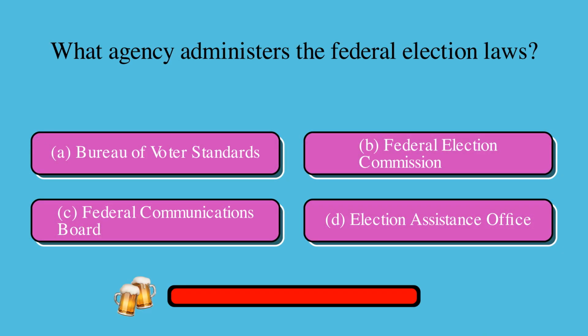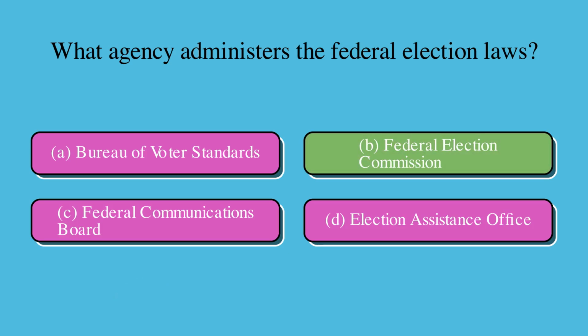What agency administers the federal election laws? Is it A, Bureau of Voter Standards, B, Federal Election Commission, C, Federal Communications Board, or D, Election Assistance Office? The correct answer is B, Federal Election Commission.